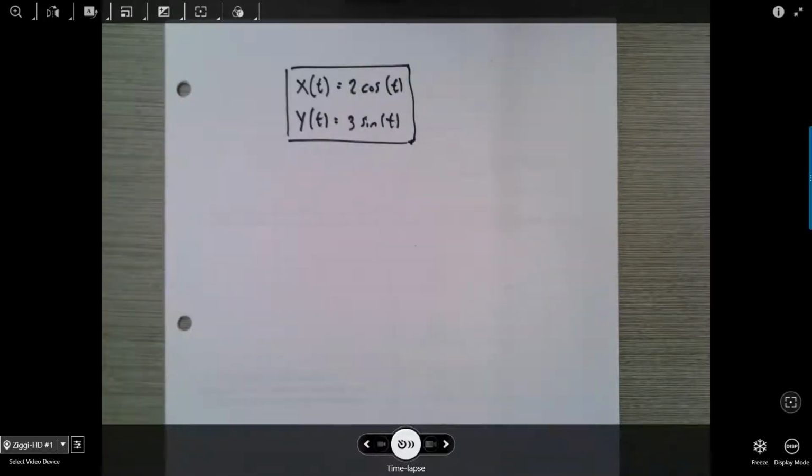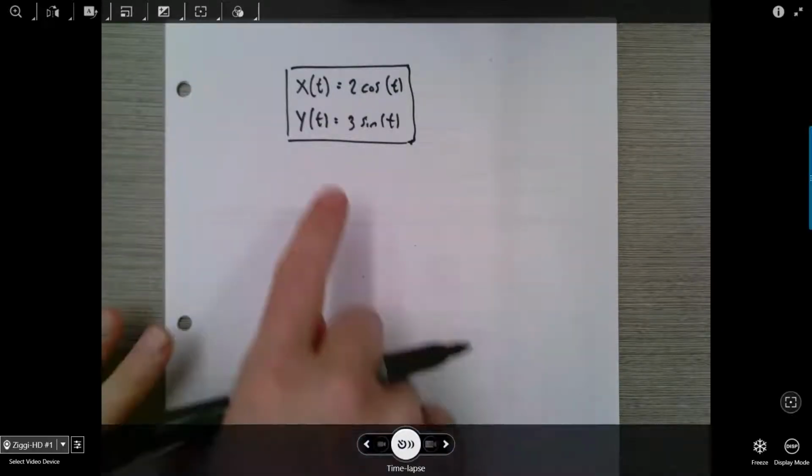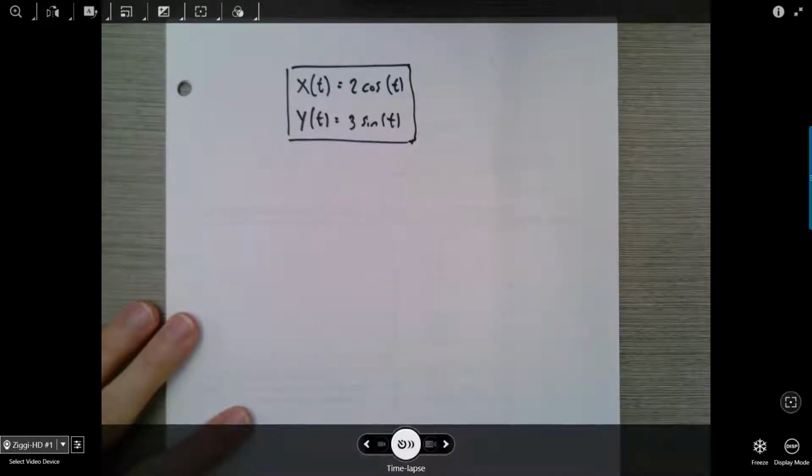So then we practiced this idea as a class. I said, let's pretend this is our problem. Well, it's not a problem yet. It's just two equations. Let's add the problem. OK, graph the set of parametric equations as t ranges from 0 to pi.